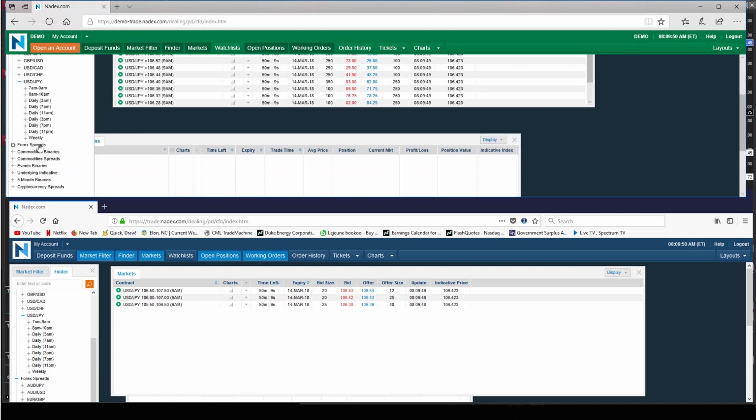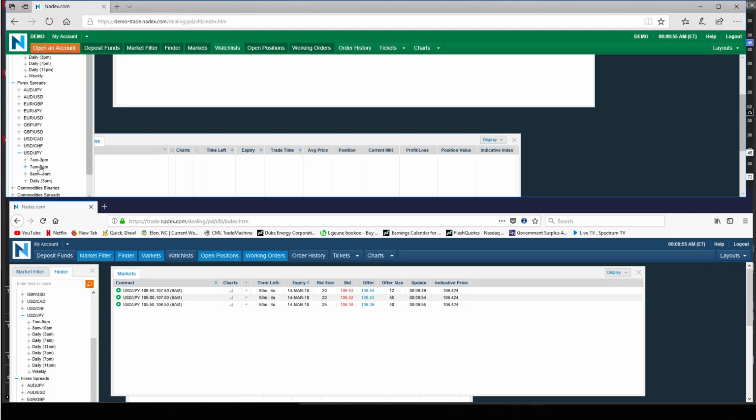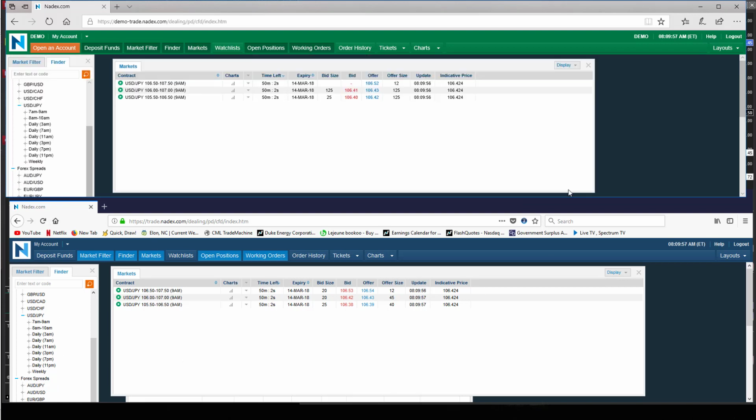So let's go and look at the Forex spreads, okay? And we're comparing the same time to the same time. Do y'all understand that? So right now, price is trading at 106.42. That would be the 106.50. So up here it's 39, down here it's 38. Do y'all see how close that is? Okay, and that's what you want to see.